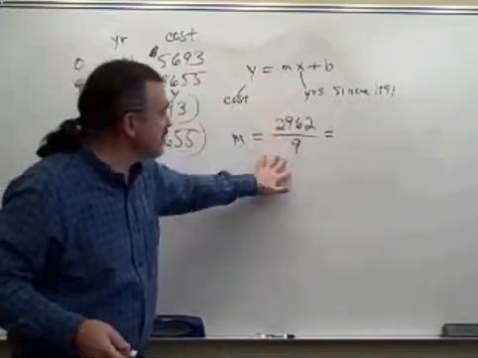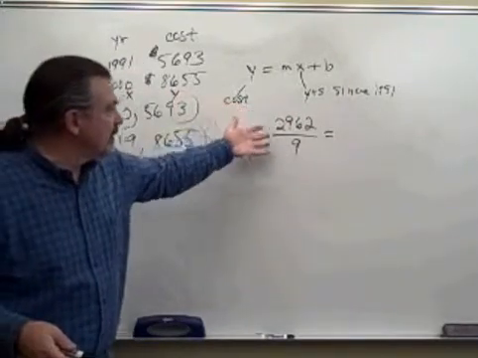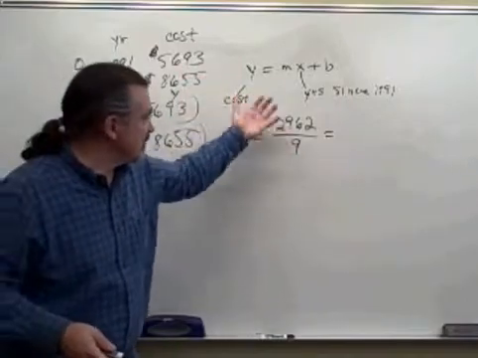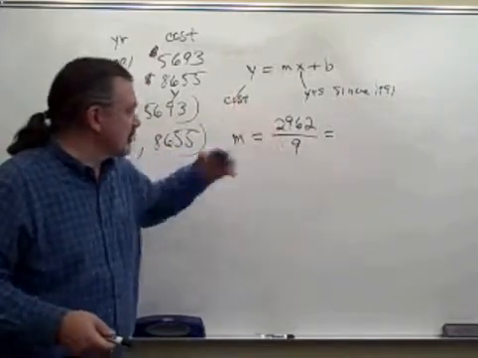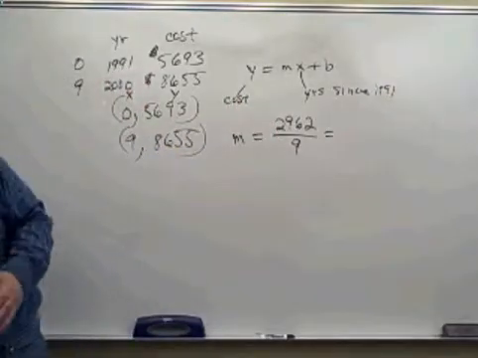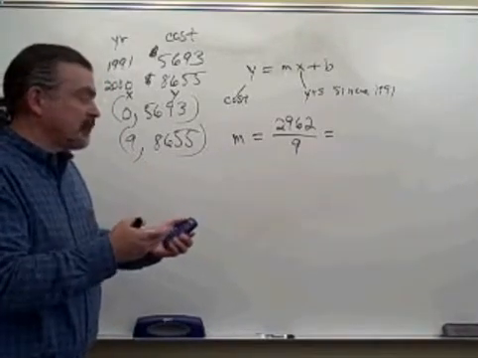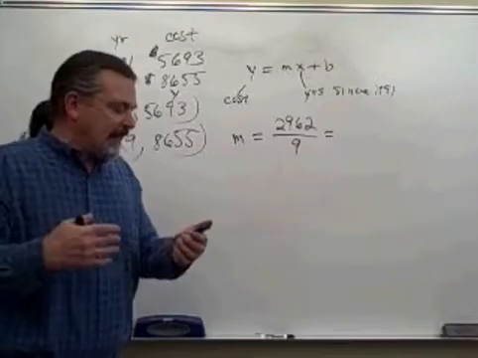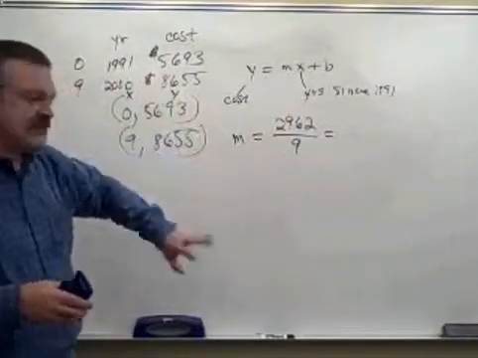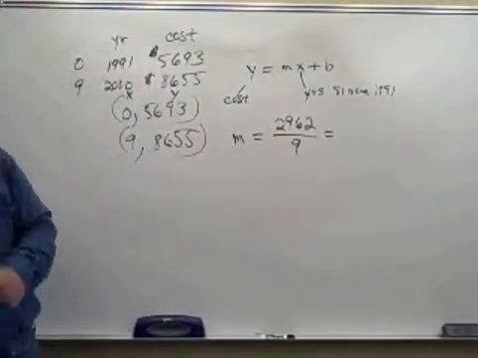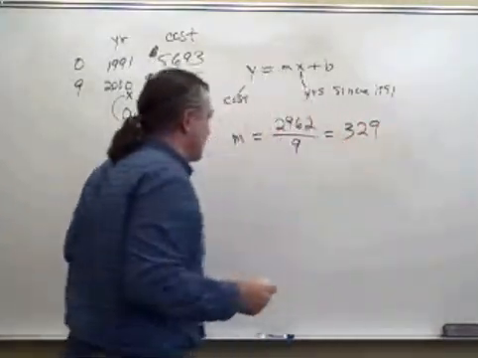So cost per year, that's my slope. Change of y is related to cost. Change of x is related to years since 1991. Cost per year, that's my slope. If I take that 2962 and divide it by 9, I get 329.1111. Well, let's call that $329. These figures are to the nearest dollar, so let's use our slope to the nearest dollar. I think that makes logical sense in this estimate that we're putting together.